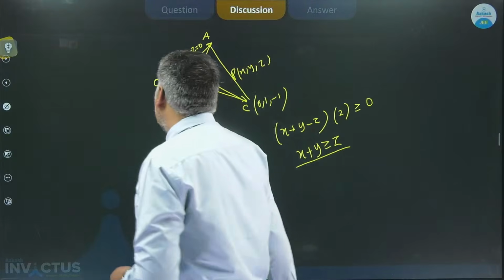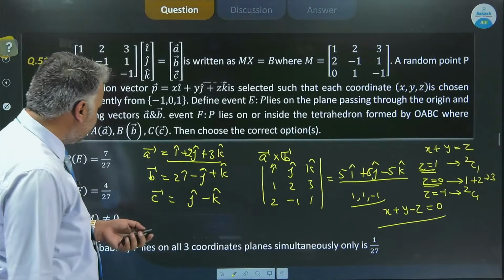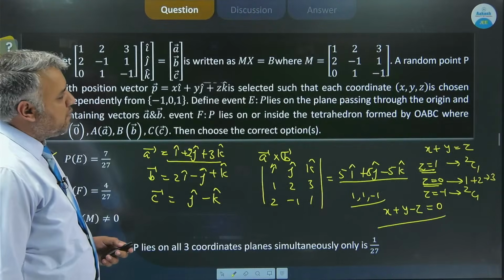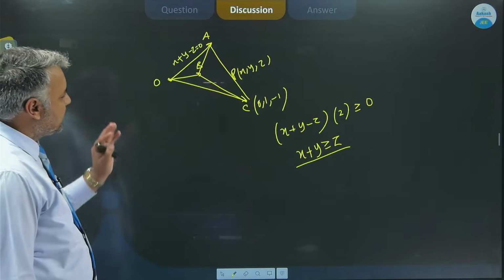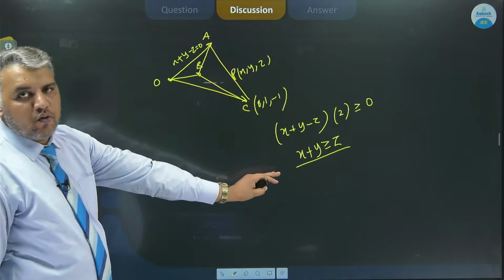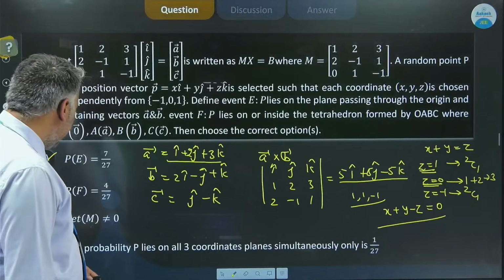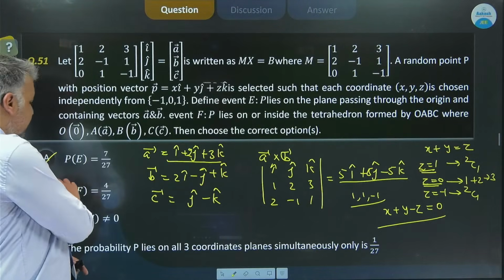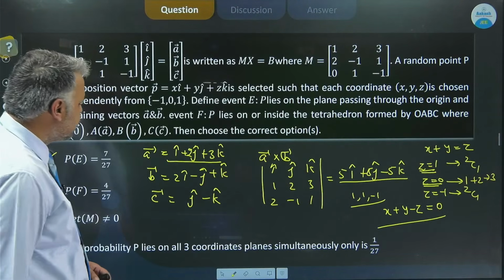Similarly, we will calculate the other 3 planes, and there can be only 4 possibilities of such x, y, z using these inequalities. So the probability of F will be 4 by 27. That will be an easy part. You can calculate the planes.